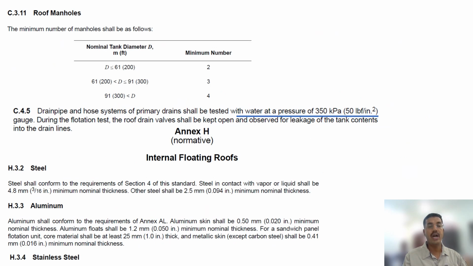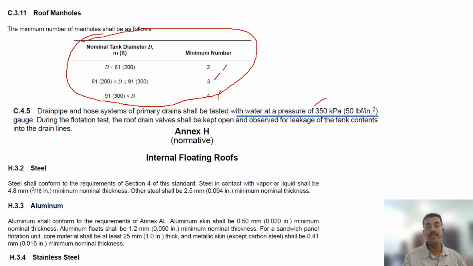Roof manholes. How many manholes are required depends upon the diameter. It is an open book question. If the tank diameter is less than 200 feet, then 2; 200 to 300 feet is 3; and greater than 300 feet is 4. Okay. So drain pipe and hose systems for private drains shall be tested with water at a pressure of 350 kilopascal or 50 psi.